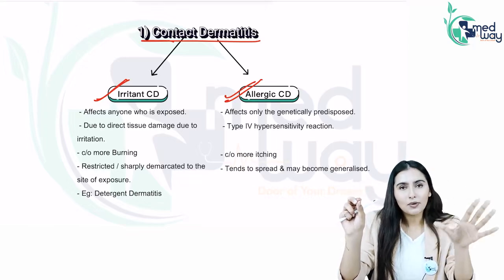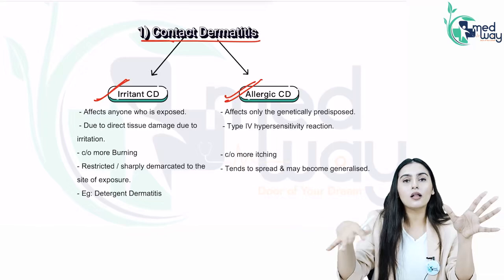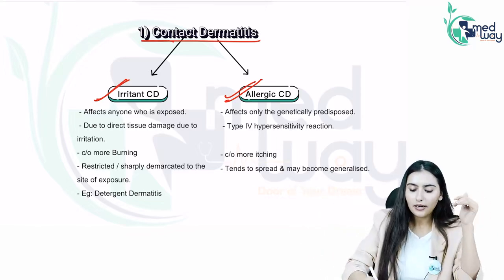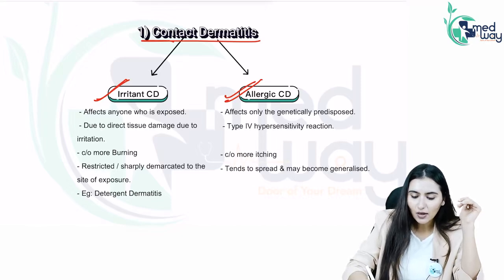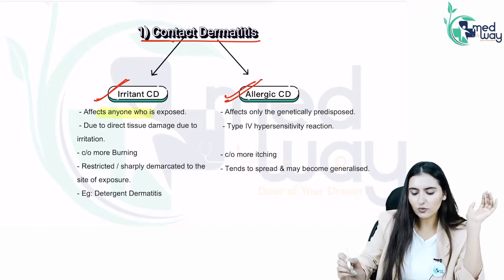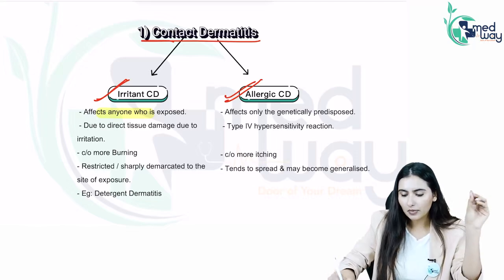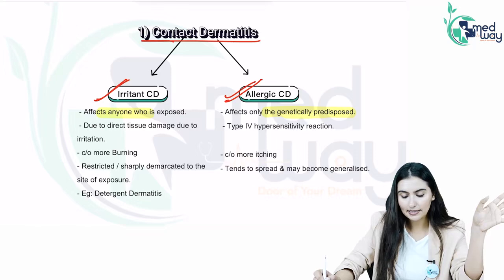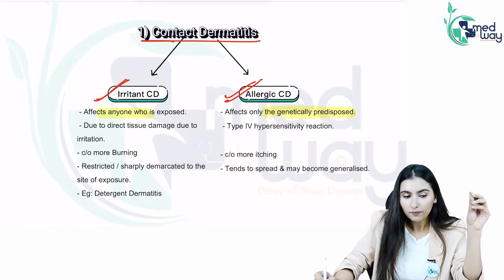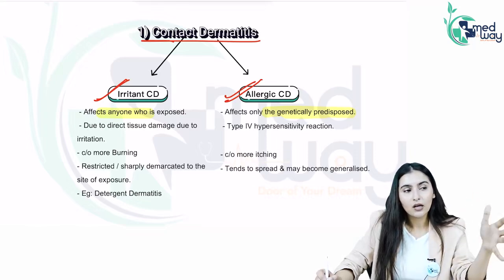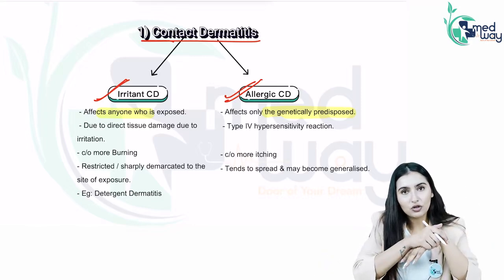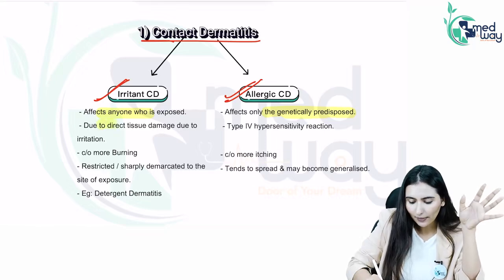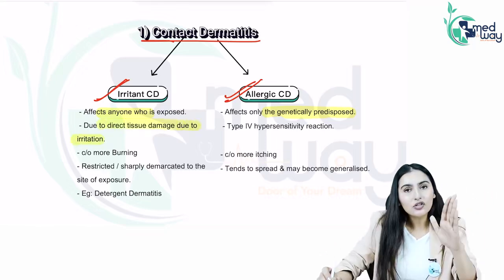Irritant will happen in everyone, allergic will happen only in the ones who are predisposed. Okay, let's read. Irritant contact dermatitis, it affects anyone who's exposed. Allergic contact dermatitis affects only the genetically predisposed. Makes sense. What happened in irritant? Irritation happened. That thing directly came and damaged my tissue, caused irritation. So this is due to direct tissue damage due to irritation.